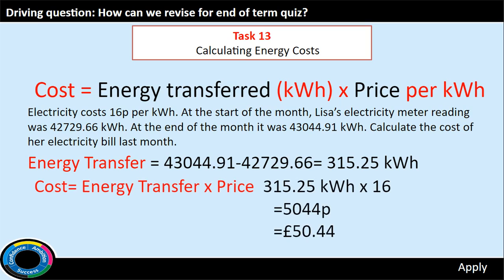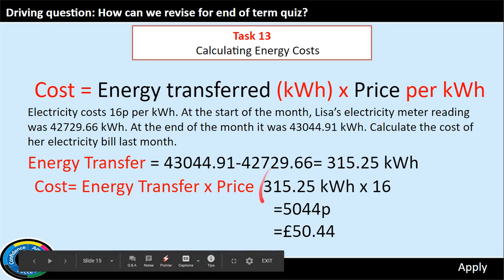We now need to take the energy transferred times the price. We took the energy transferred, which is here, times the price, and we got 5,044 pence. To convert pence back into pounds, you will have to divide the number by 100 because there's 100 pence in 1 pound. Okay, and that will give you £50.44.